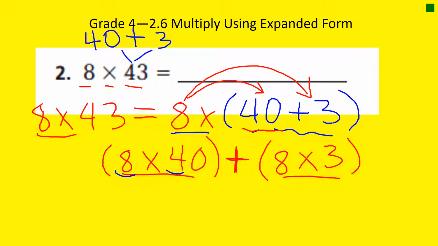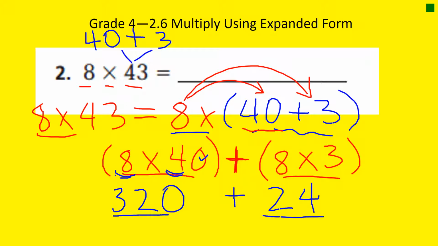Yeah. All right, 8 times 4. What's 8 times 4 again? Well, do you know 8 times 2? That's 16. 16 plus 16 is 32. And then add on that 0. That's the first partial product, plus 8 times 3. Well, let's see. 8 times 2 is 16. 8 times 3, 24.